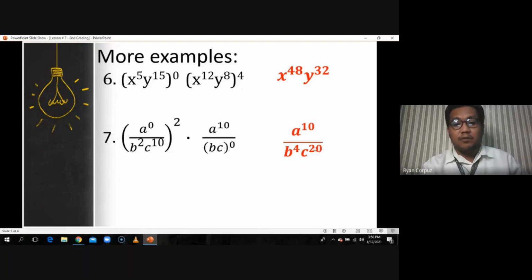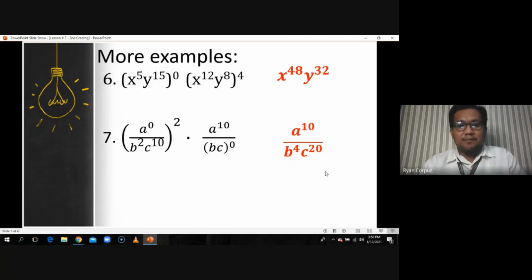What again is that b raised to 4, c raised to 20? That is the answer when we apply the power of a quotient and power of a product as well as the power rule on this part of this expression. So 2 times 2 will come up with b raised to 4, then 10 times 2 will come up with c raised to 20. So that's why we come up with an answer which is a raised to 10 over b raised to 4, c raised to 20. So that's example number 7.